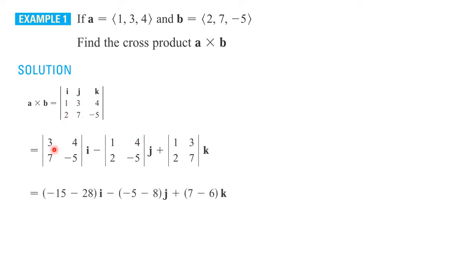Now how to solve the determinant? 3 times minus 5 minus 7 times 4 for i, minus 1 times minus 5 minus 2 times 4 for j, plus 1 times 7 minus 2 times 3. Simplify it and we'll get minus 43i plus 13j plus k.